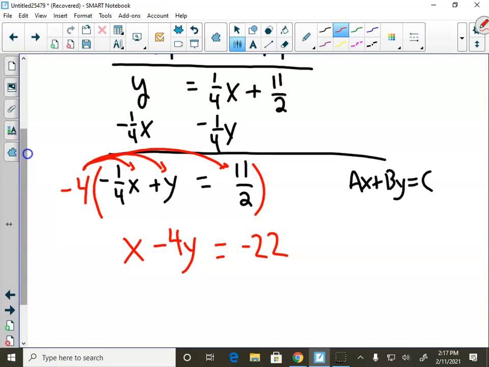So there's that conversion. So now we've been able to convert from standard form into slope-intercept form, from slope-intercept form into standard form, and from point-slope form into standard form. It's pretty much all the conversions you're going to have to do.